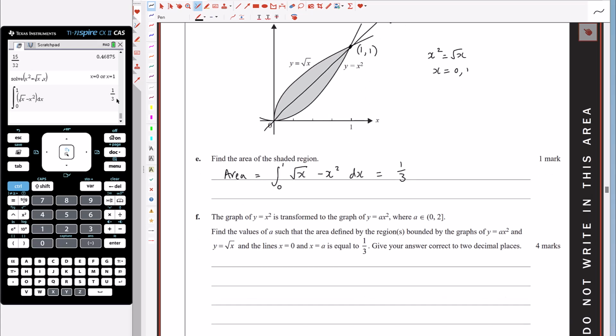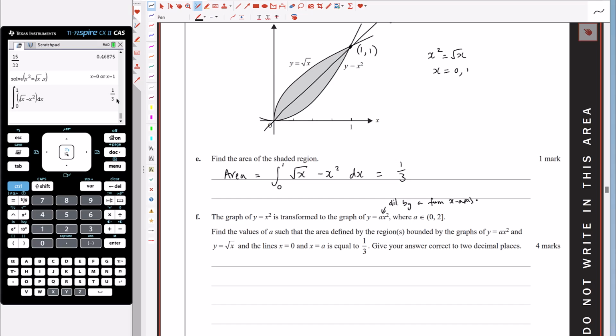The graph of y equals x squared is transformed to the graph of y equals ax squared, where a is somewhere between 0 and 2. So this is a dilation by a factor of a from the x-axis. Find the values of a such that the area defined by the regions bounded by the graphs is equal to a third.